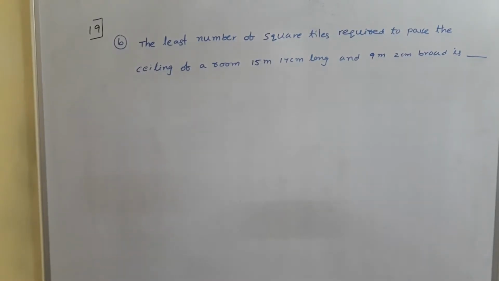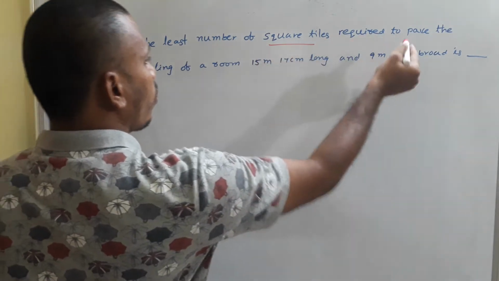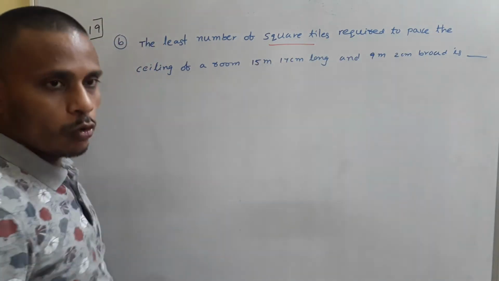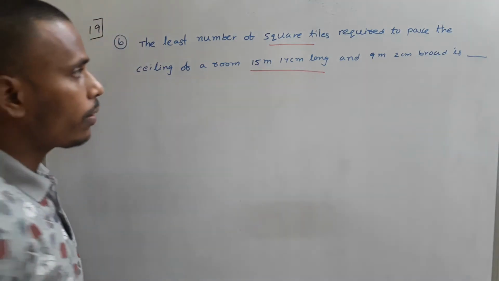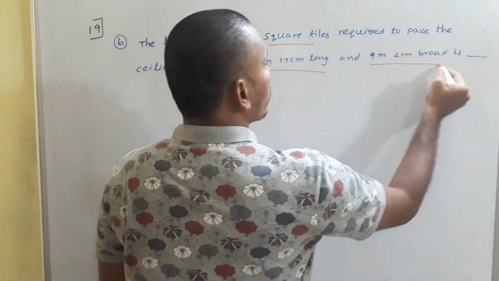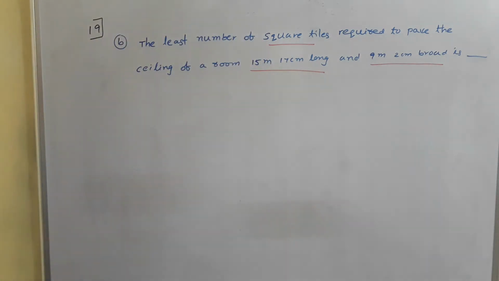So first of all, you just think about the problem. The least number of square tiles required to pave the ceiling of a room whose length is 15 meters 17 centimeters and 9 meters 2 centimeters broad. Okay, you just think about the problem.